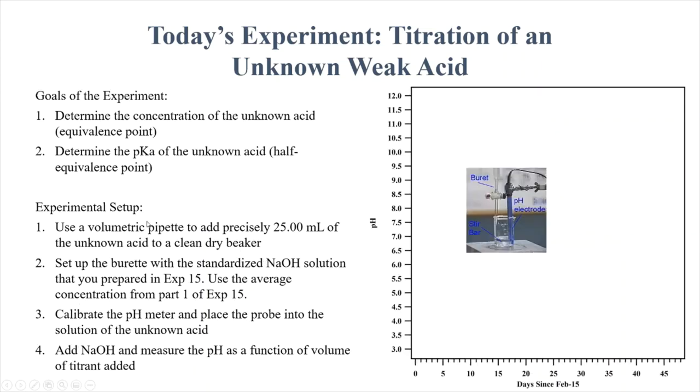Okay, so now let's look at how we're going to do this. We have our setup, we have our burette, we have our beaker, we have our pH electrode in here. And we're going to start to add some sodium hydroxide and measure the pH as a function of the volume added. We're going to start by adding 2 mL increments until you approach the equivalence point.